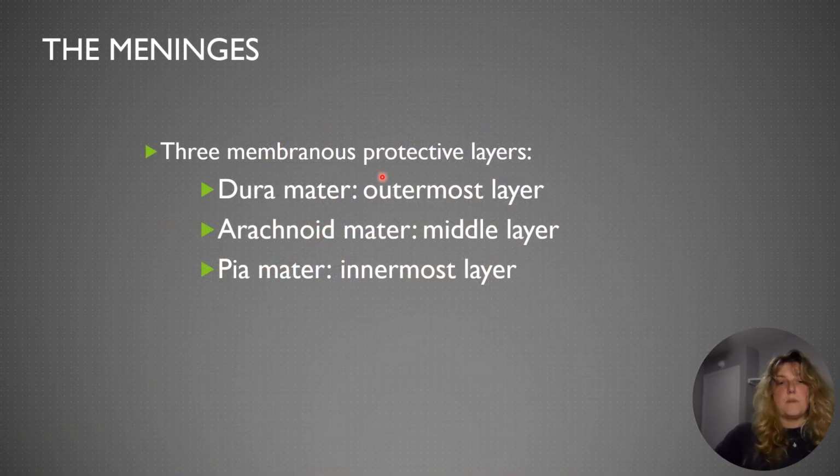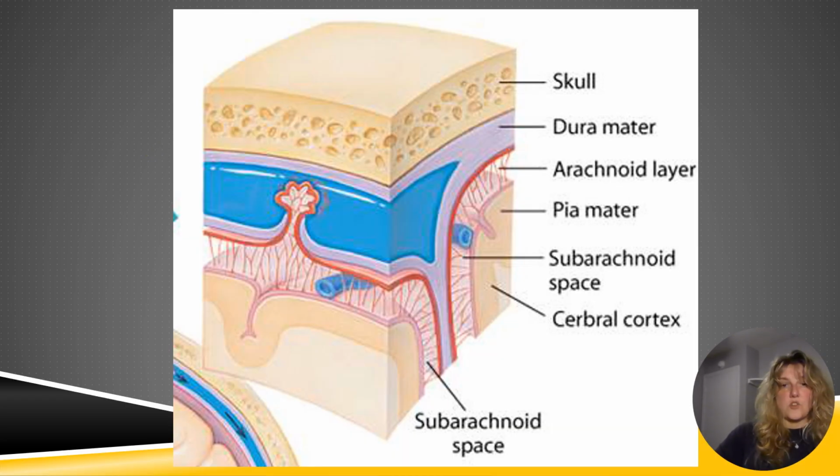So you have the dura mater, that is your outermost layer. You have the arachnoid layer, that is your middle layer. And then you have the pia mater, and this is your innermost layer. It's the basement membrane. So here's another picture to show you what this looks like.